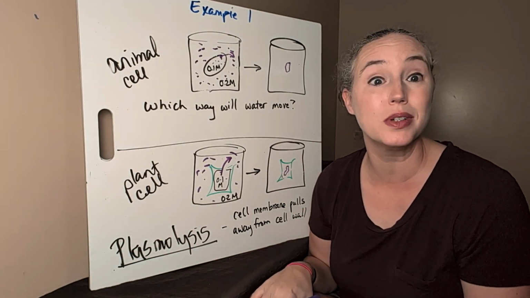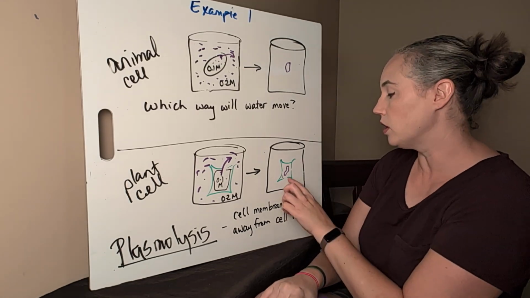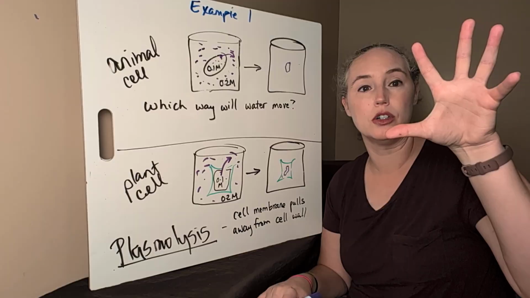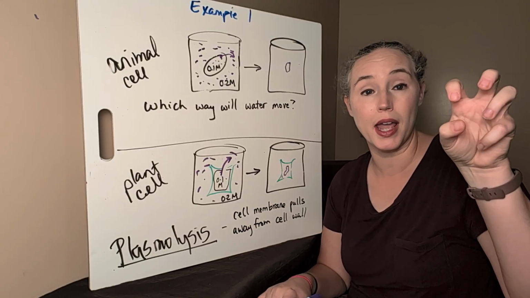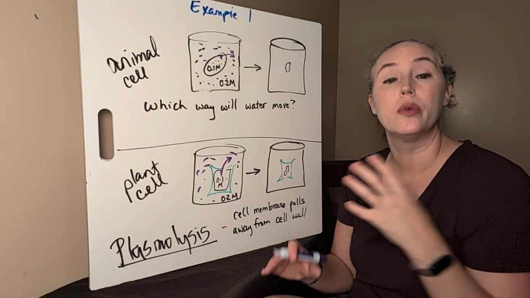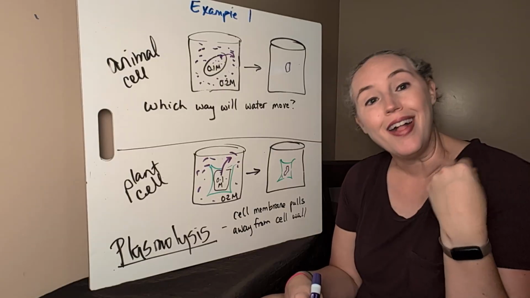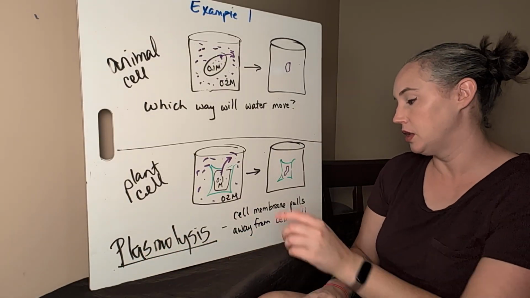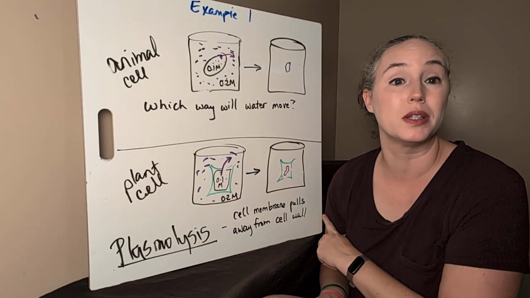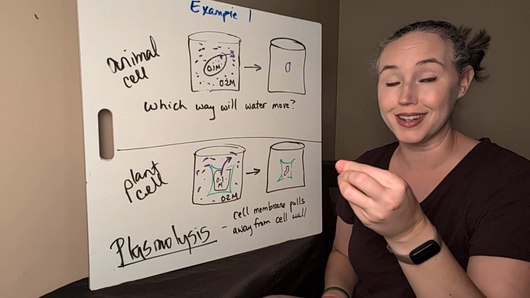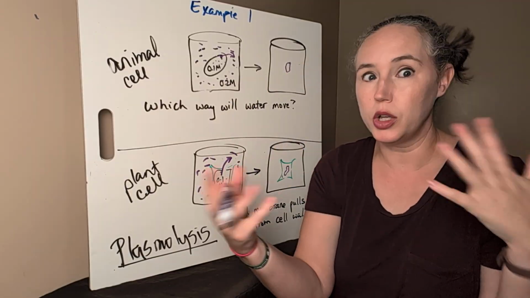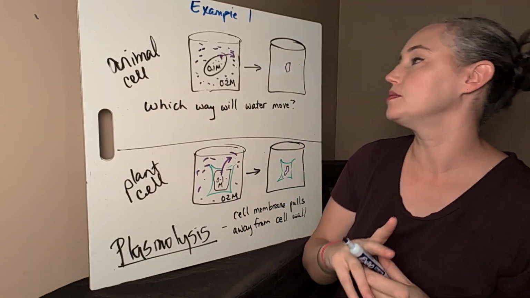But there is a super sassy science word for the cell membrane of a plant cell shriveling and pulling away from the cell wall, which would result in wilting. That's called plasmolysis. Plasmolysis, when the cell membrane pulls away from the cell wall. So be sure you recognize your super sassy science words, because otherwise they may throw you off and make you second guess yourself.